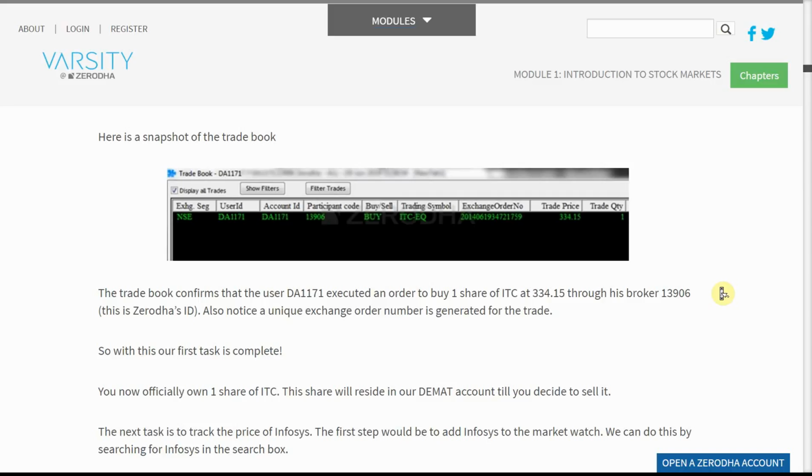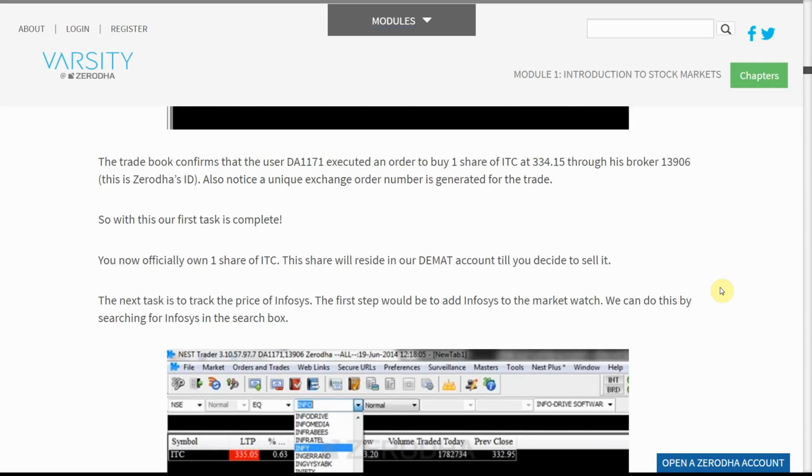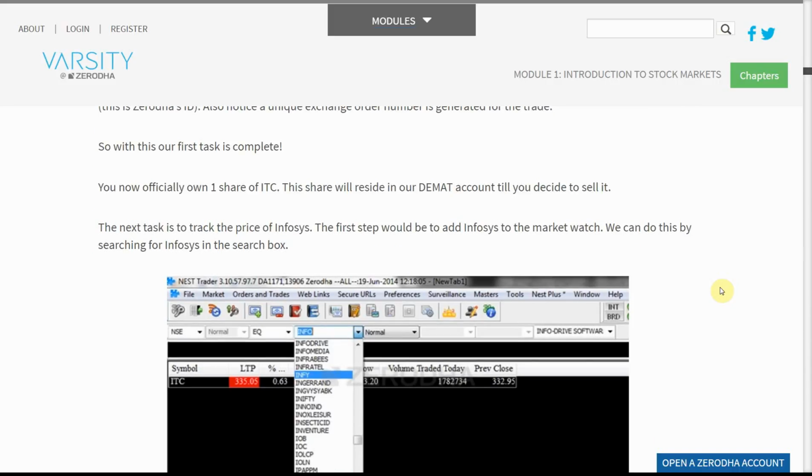The next task is to track the price of Infosys. The first step would be to add Infosys to the Market Watch. We can do this by searching for Infosys in the search box. The trading symbol for Infosys is INFY. Once we select INFY, we press Enter to add it to the Market Watch. We can now track some live information about Infosys.